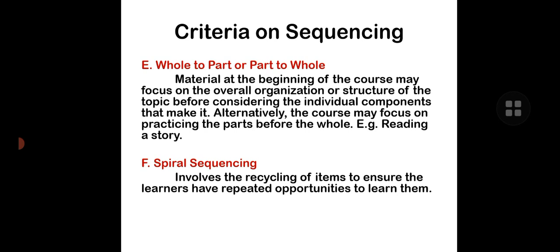Whole to part or part to whole. Material at the beginning of the course may focus on the overall organization or structure of the topic before considering the individual components that make it up. Alternatively, the course may focus on practicing the parts before the whole, for example, reading a story. Spiral sequencing involves the recycling of items to ensure the learners have repeated opportunities to learn them.